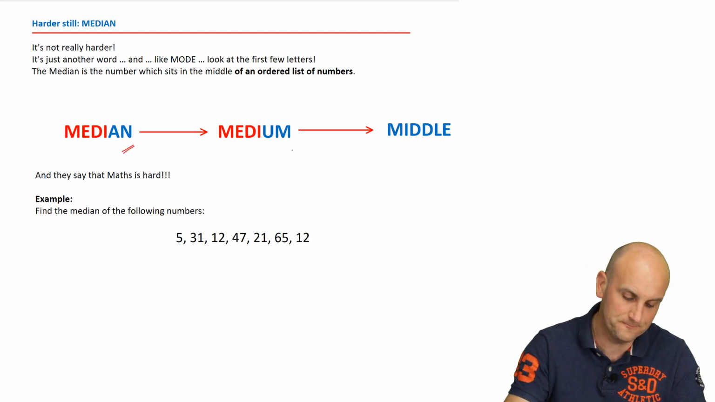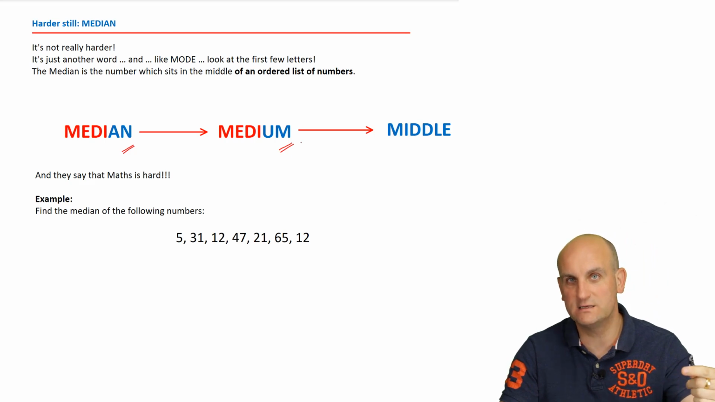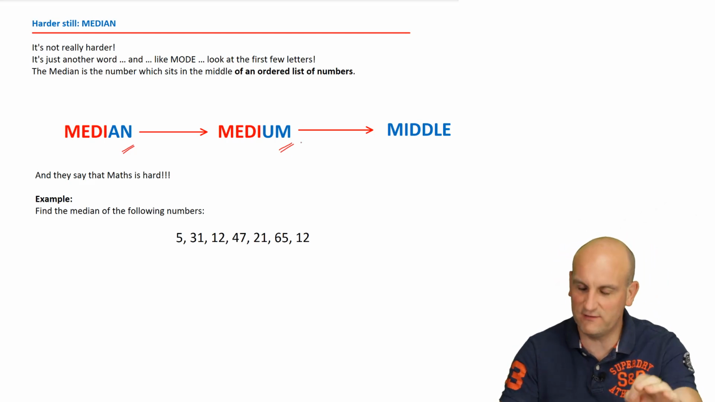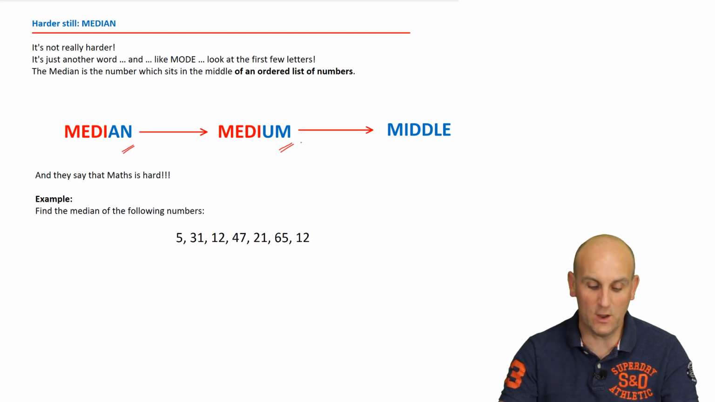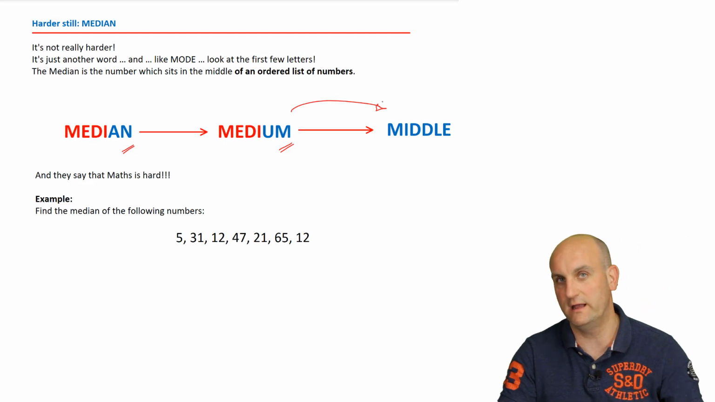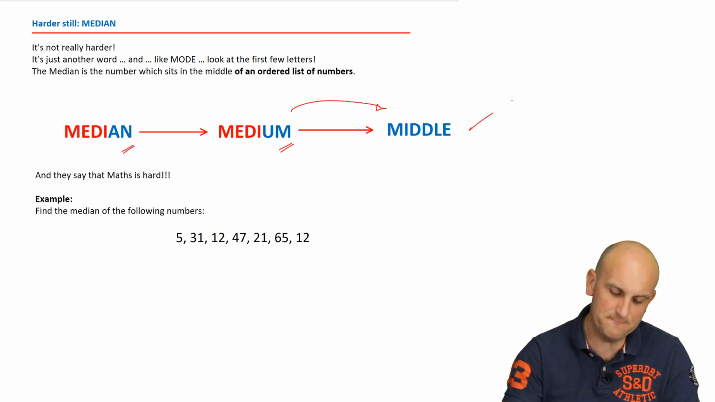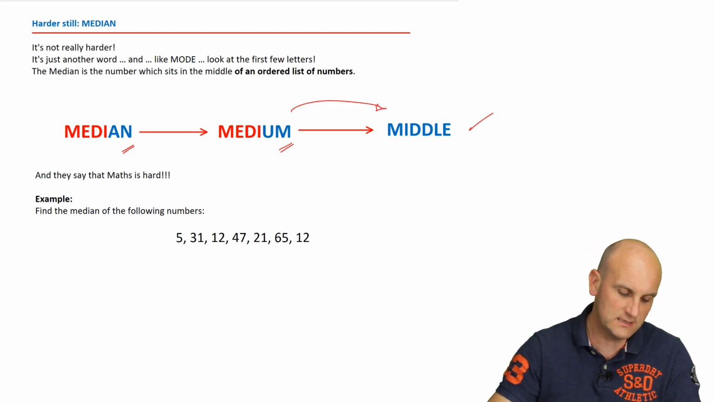If we look at median and medium, then they are sounding very, very much the same. And so median and medium, if I go and buy a medium at the clothes store, then hopefully I'm going to buy the middle size. So median and middle are the same. Yay, middle. Thank you very much. And they say maths is hard. Ha! So let's look at this one here.